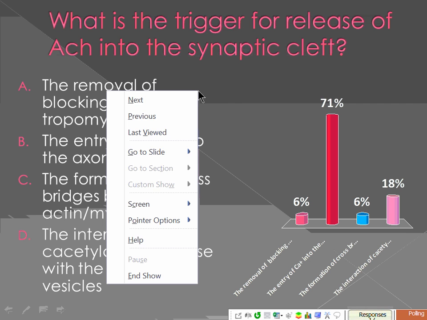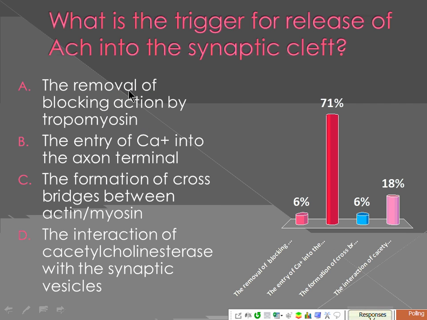And again, it's very, very important. Look at this. This removal of blocking action of tropomyosin. Tropomyosin is something present inside the muscle. Here I'm asking about acetylcholine, which is part of the neuron or the nerve fiber. So it has nothing to do with the muscle at this point here. Cross bridges, again, that's something to do with the muscle. And acetylcholine esterase, that does not react with the synaptic vesicles, it reacts with acetylcholine.